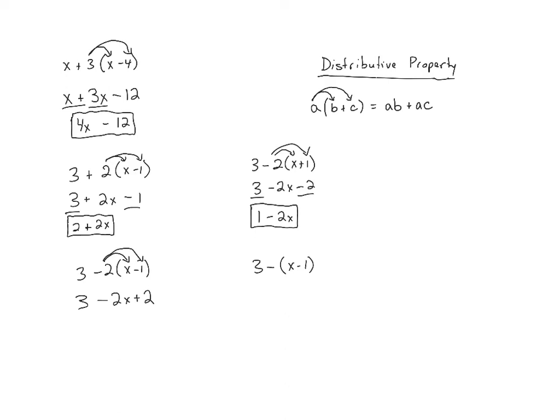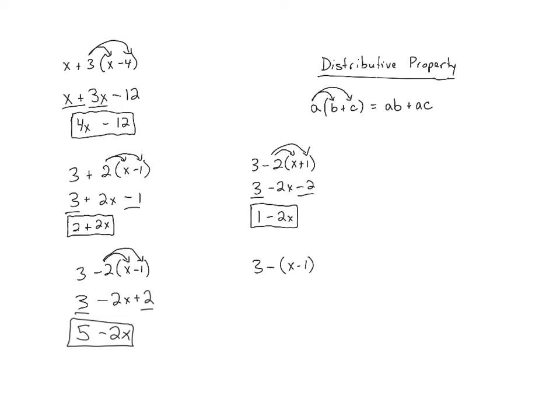This is how we have to be careful when we're dealing with negative signs. Always make sure that you're distributing things correctly. Now again, we're going to combine the constant terms, but this time we've got 3 plus 2, which is 5. And we bring down that negative 2x, and we end up with 5 minus 2x.